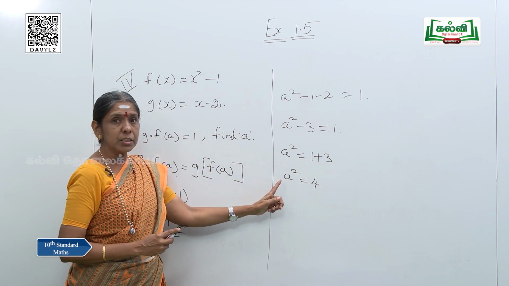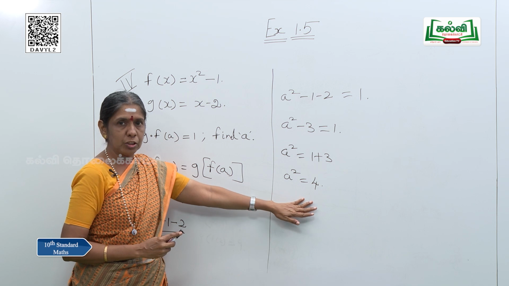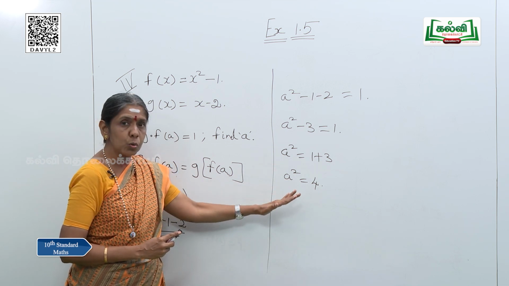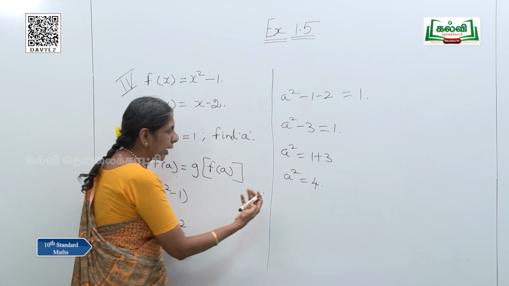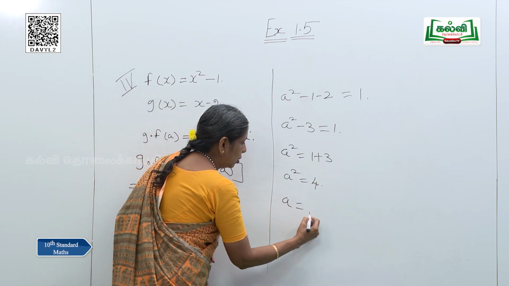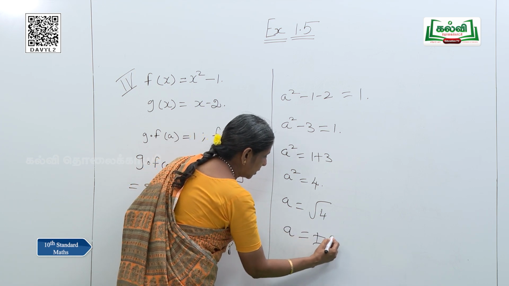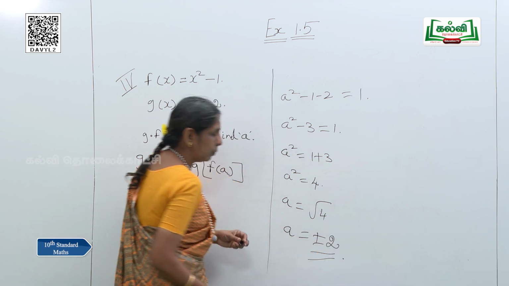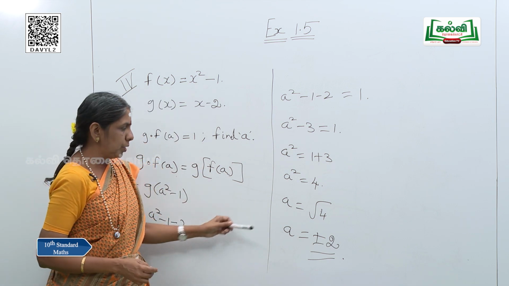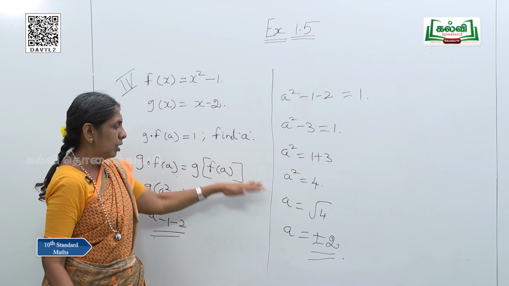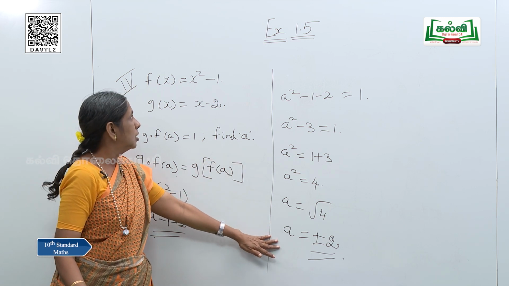Now, what is the inverse operation for square? The inverse operation for square will be root, square root. So, a is equal to root of 4. Therefore, a is equal to plus or minus 2. This will be the answer. The final answer, the value for a is equal to plus or minus 2.